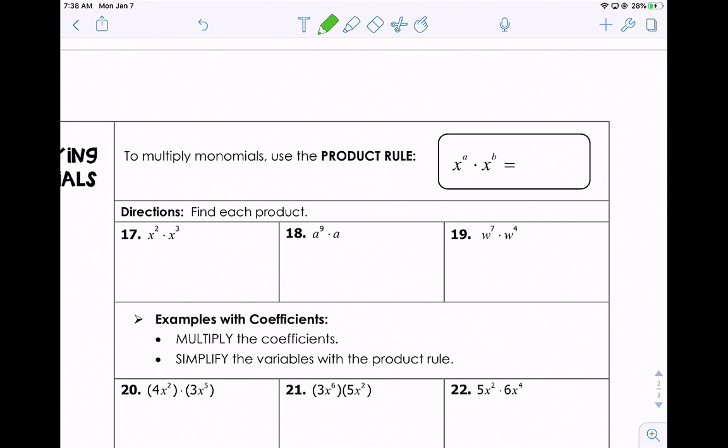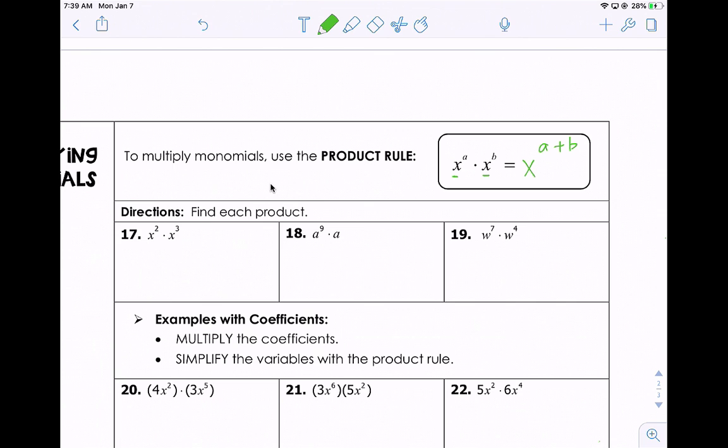So the first thing is they have to have the same base, so that this one has an x and this has an x. That's important. But what we're going to do basically is you take the a and the b and you add them. So this is the same thing as x to the a plus b. Okay. All right, so let's just jump into some examples here.